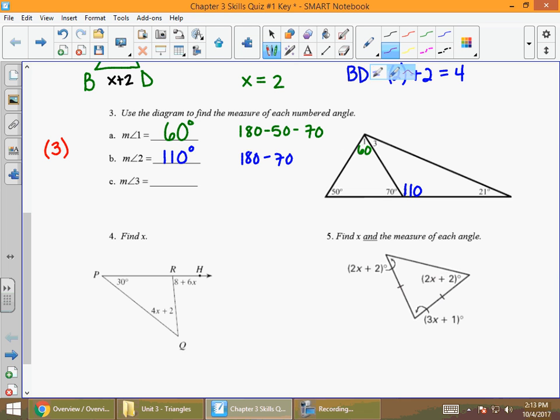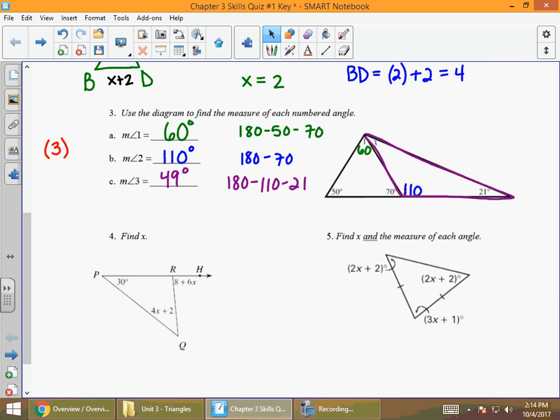Well, now I have another triangle. I'll do it in purple. This triangle down here is 110, 21, and something. So if I do 180 minus 110 minus 21, that is 49 degrees. So that is worth 3 points.